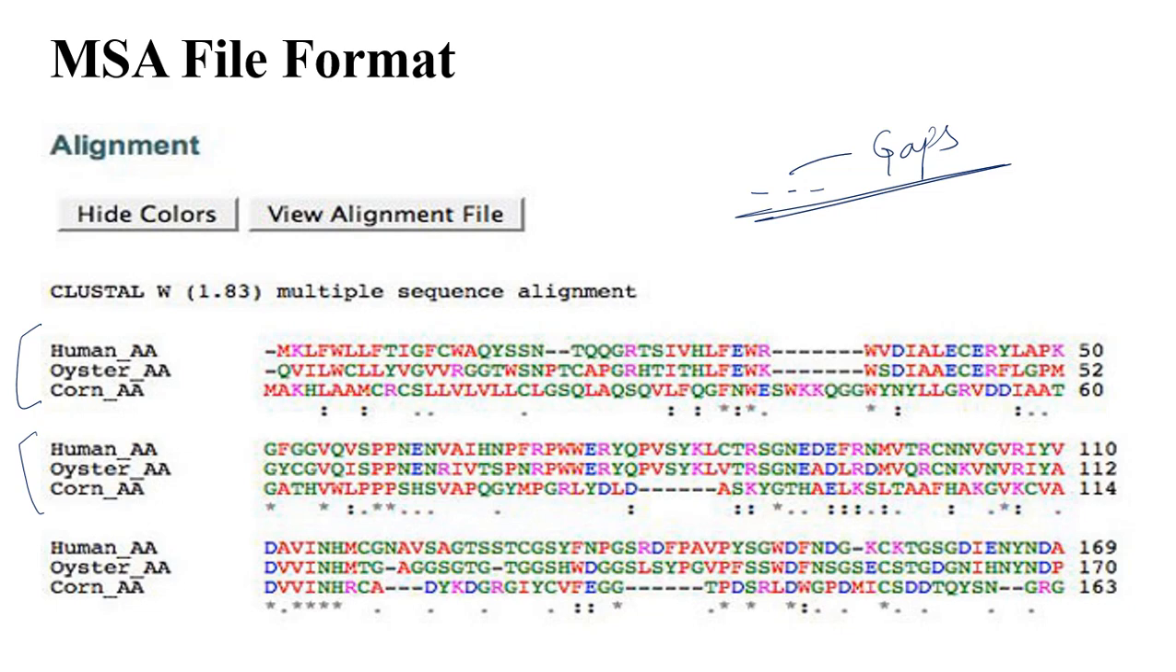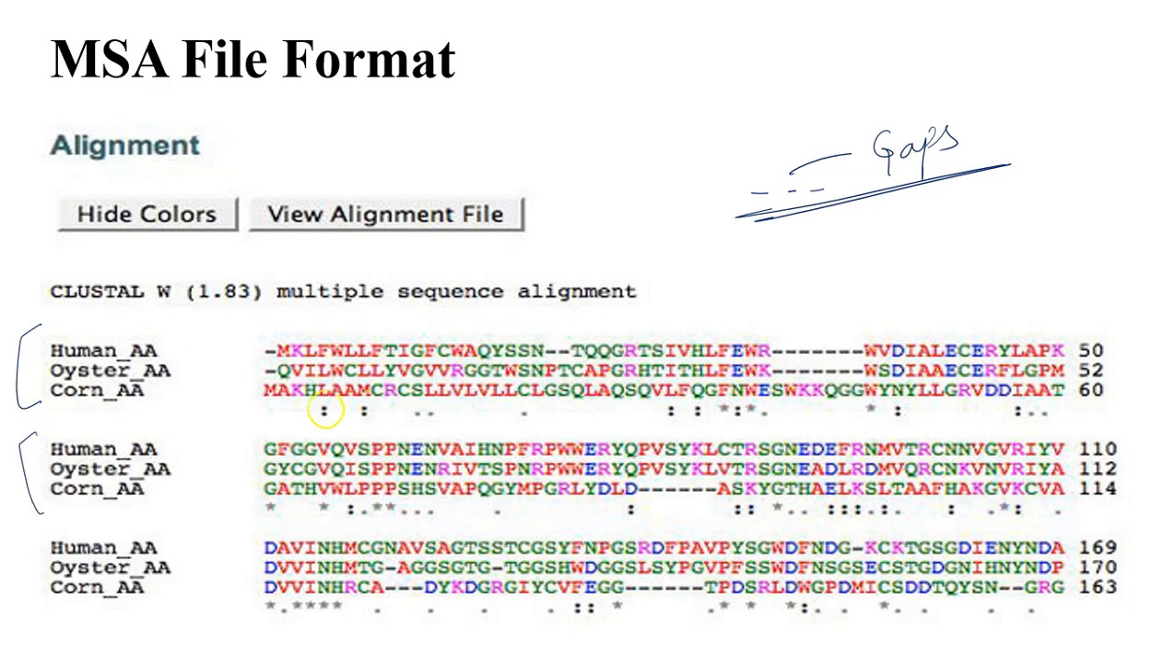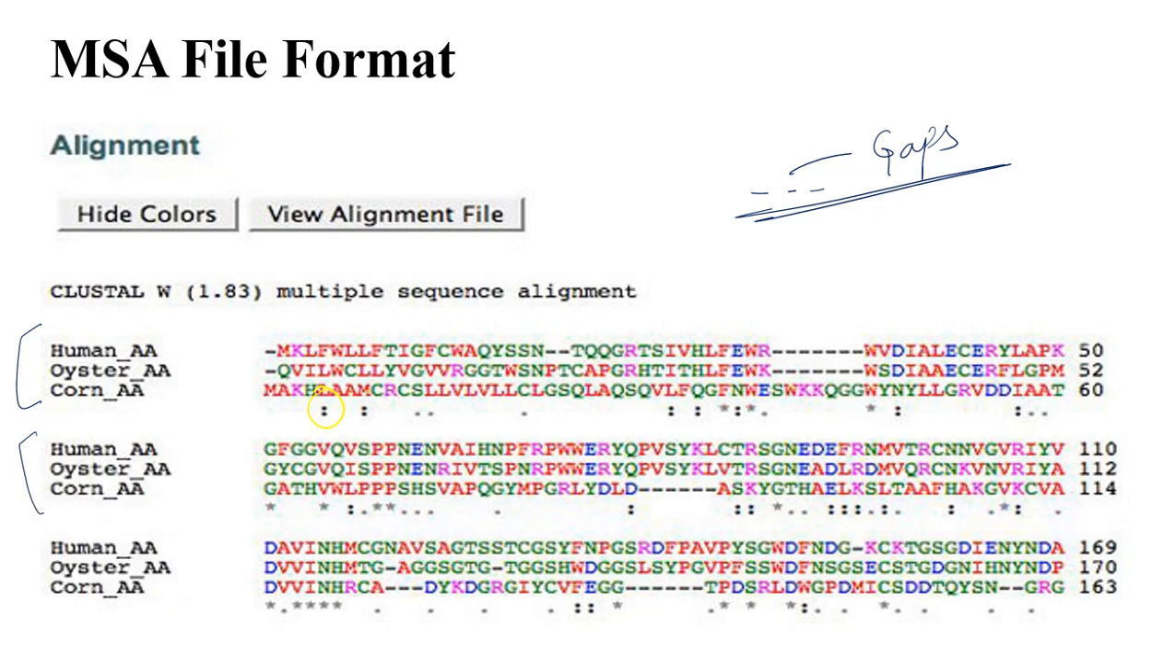The main thing you have to understand here is the meaning of these particular symbols. See, here is a double dot, here a single dot, and then there is a star. What is the meaning of this? So star defines full conservancy. See here, it is FFF, WWW, WWW, VVV, GGG. So when the complete data is matching, it is a star.